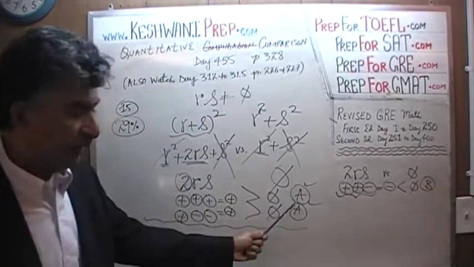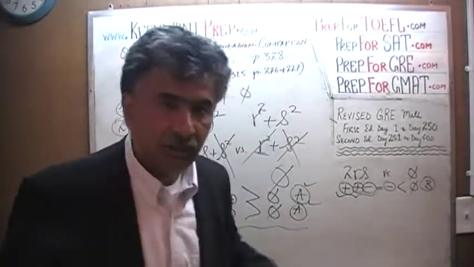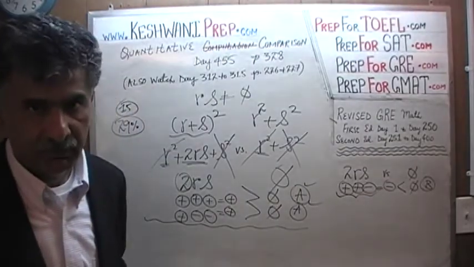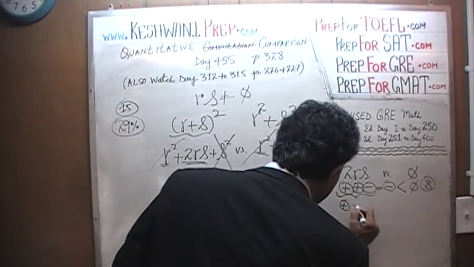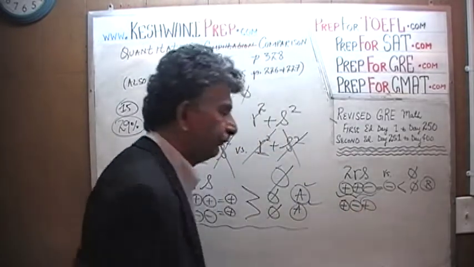That's it, we are done. Here we are getting A, here we are getting B. We are getting conflicting answers, the answer is D. But of course we are going to finish it up. Another possibility is that, again, 2 is positive, maybe R is negative and S is positive.